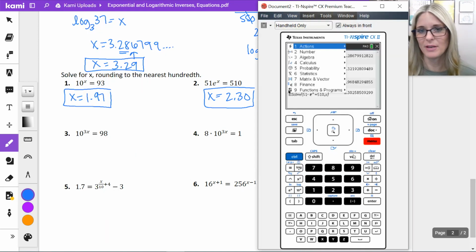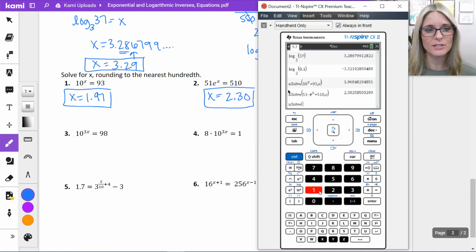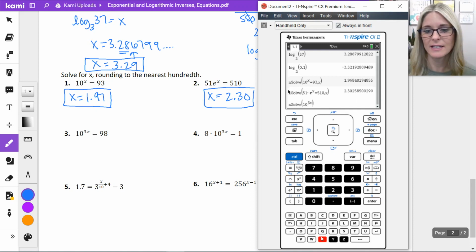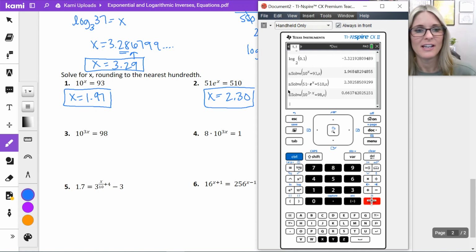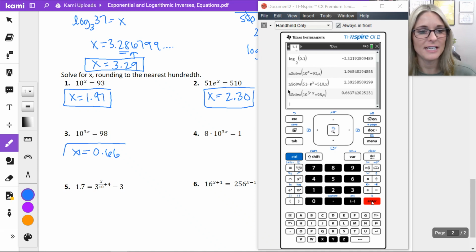Number 3, let's keep going. Menu, algebra, numerical solve. 10 raised to the 3x, arrow over to get out of the exponent part, equals 98. Don't forget, comma, x. Now enter. X equals 0.66. The 3 says let it rest. So 66 hundredths, final answer for number 3.